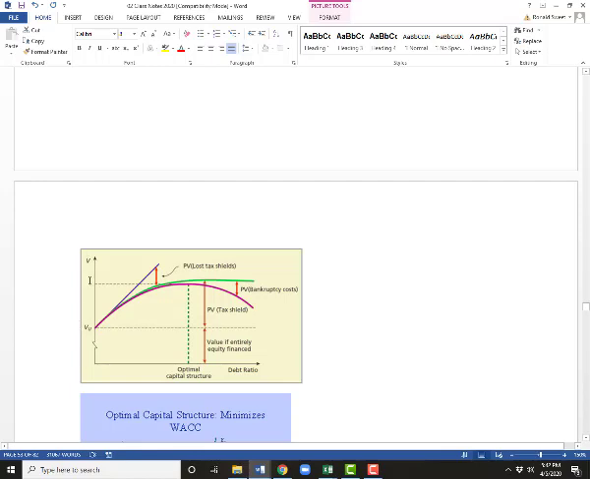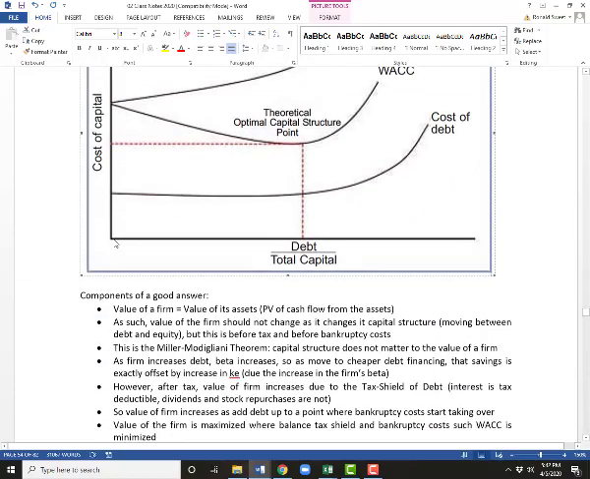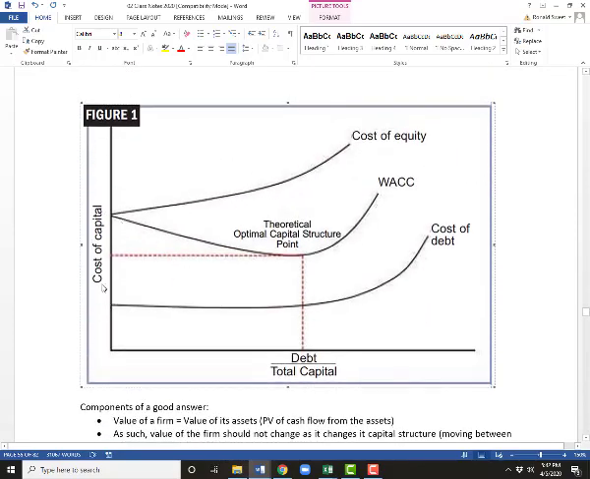If the graph is going up, then the y-axis is the market value of the firm, and you want to be at the highest point. If the line is coming down, you're not looking at the value of the firm, you're looking at the cost of capital. So the firm is at its max value where cost of capital is at its lowest.